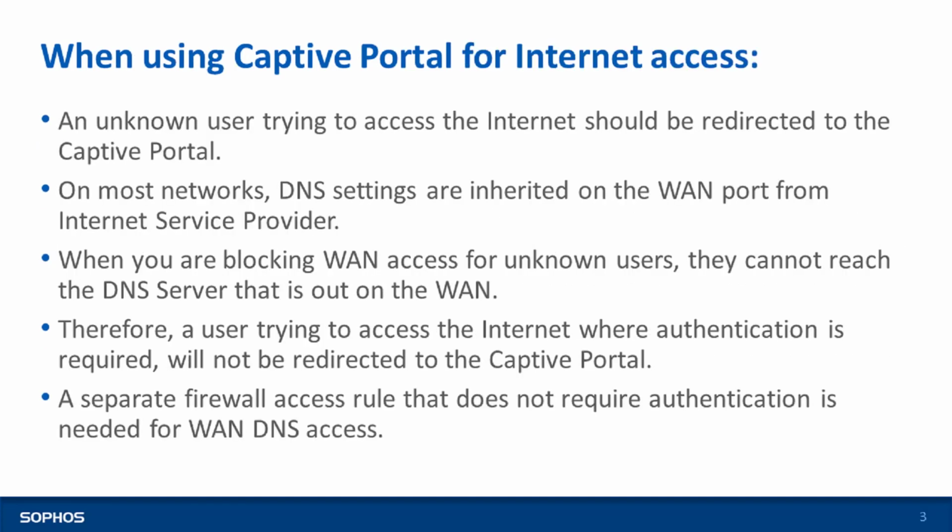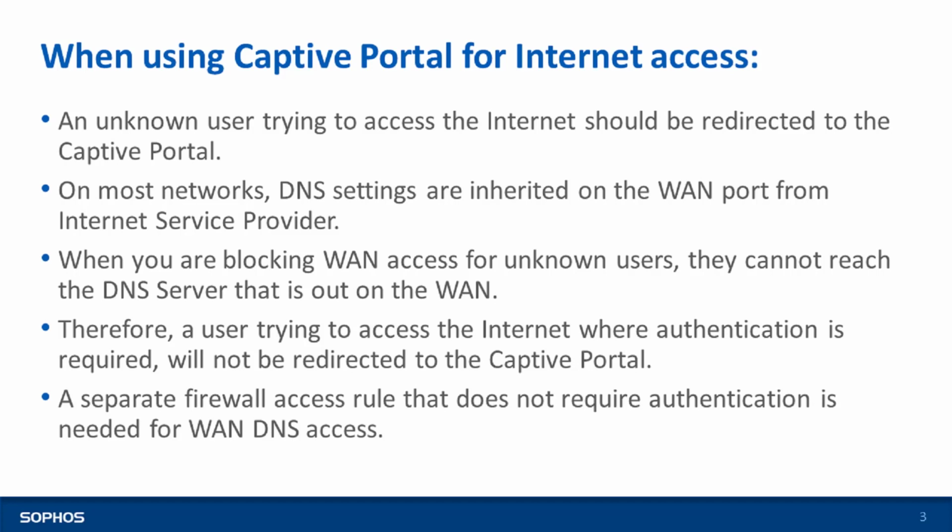Even though Captive Portal can be used for both internet access and network access, when you're using it specifically for internet access, an unknown user trying to access the internet should be redirected to the Captive Portal. However, on most networks, DNS settings are inherited on the WAN port from your internet service provider. When you're blocking WAN access for unknown users, they cannot reach the DNS servers that are out on the WAN.